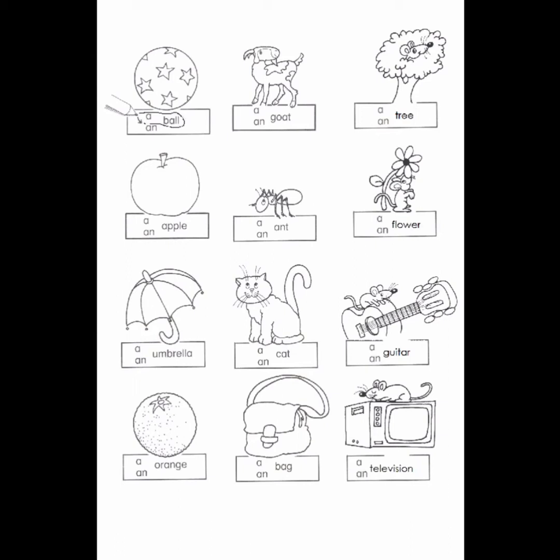A tree or an tree. Yes, a tree. An apple or a apple. Apple starts with the vowel A. That's why we have to use an. The answer is an apple.